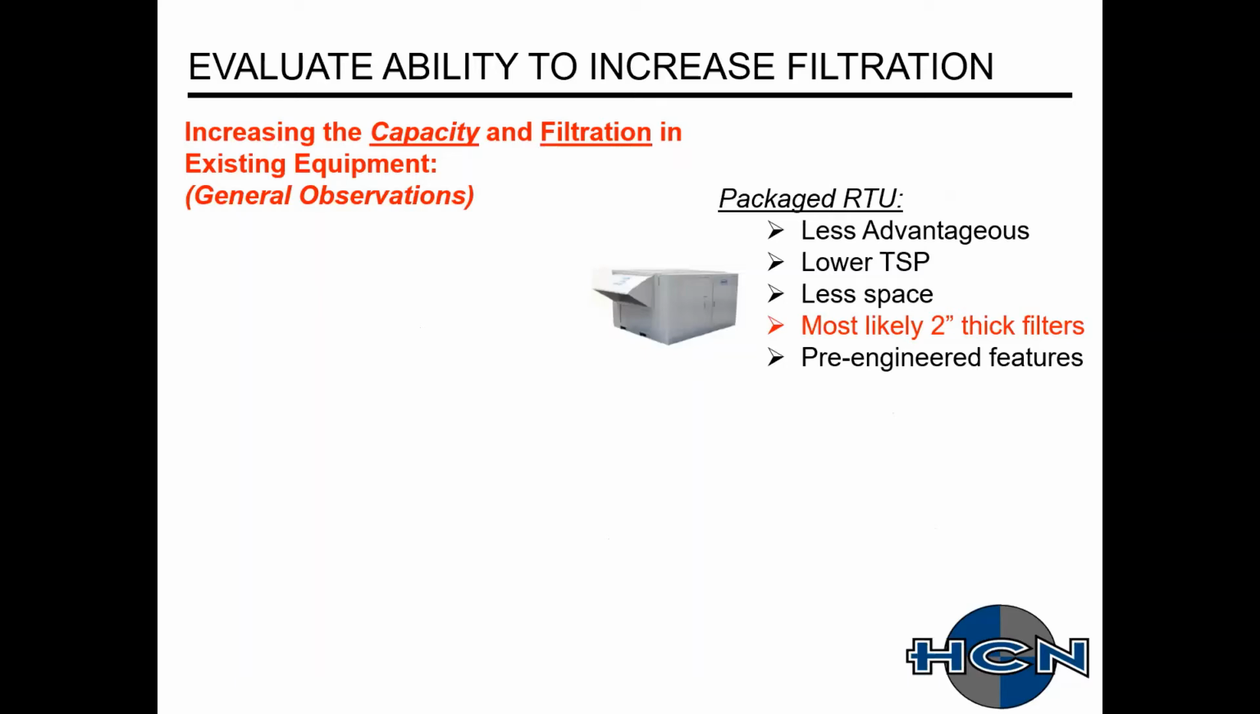All right, continuing on to package units, I'm going to consider these as kind of pre-engineered, coming straight from the factory or maybe in stock. These are generally less advantageous. Once again, they're lower in fan capacity. They're typically tight. Not much space inside them. More than likely they have just 2-inch thick filters.